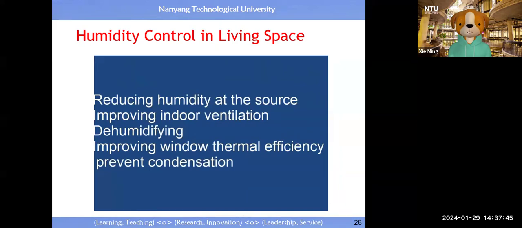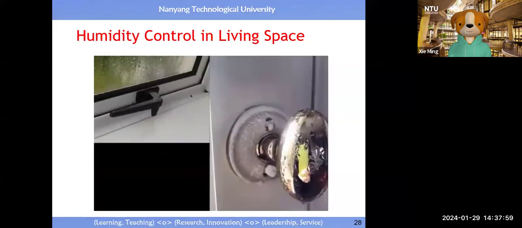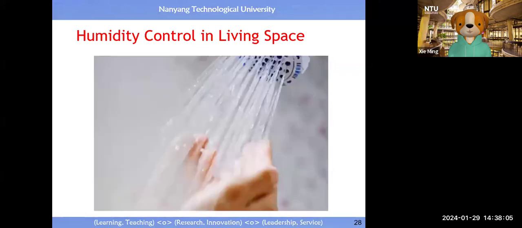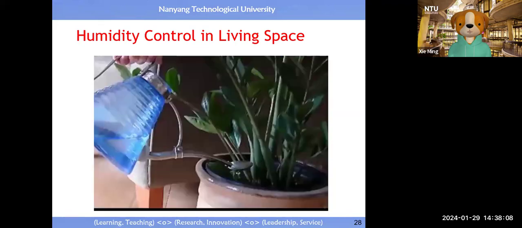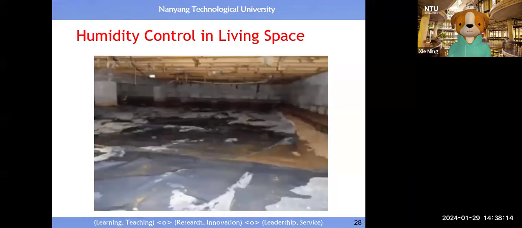Just now I mentioned in our living space, indoors, it's residential, also important: reducing humidity at the source, improving indoor ventilation, dehumidifying, and improving thermal window energy efficiency to prevent condensation. Condensation forms on cold surfaces as surface temperatures fall below dew point. Humidity increases with the amount of people and activities in the home. Showers, laundry, clean dishes, and unfinished crawl space areas can cause indoor humidity to be unnecessarily high.